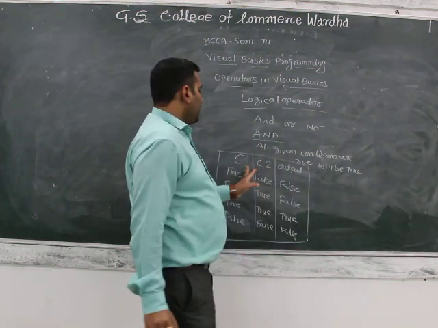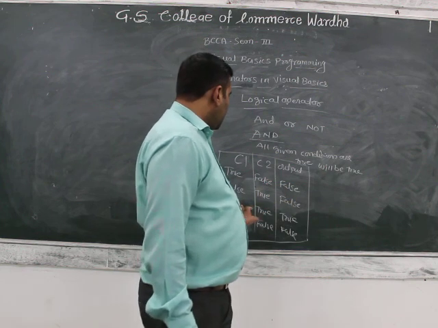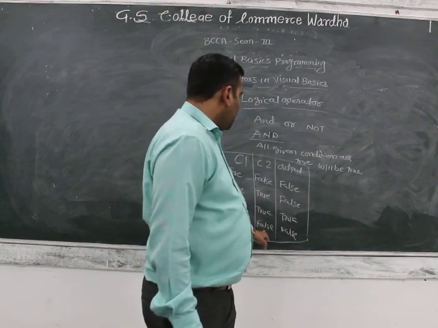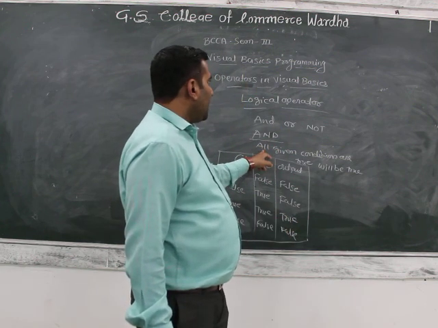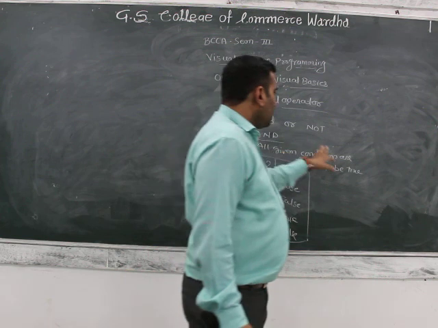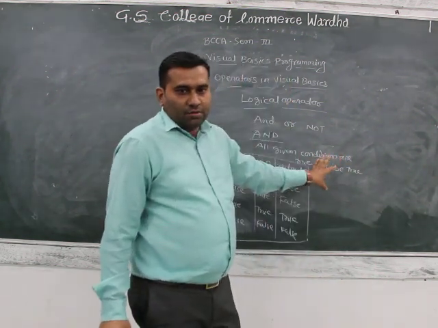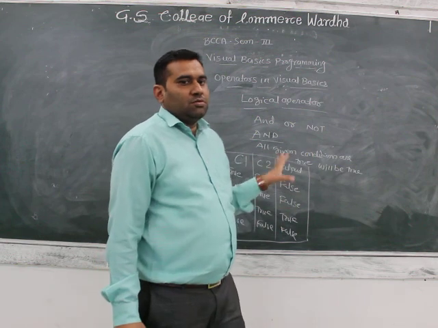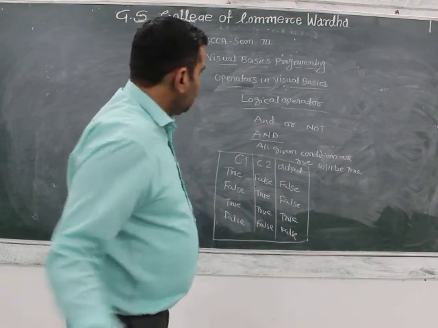In the AND operator: true false gives false, false true gives false, true true gives true, and false false gives false. AND is the logical operator where, if all given conditions are true, the output will be true. If any one condition is false, then the output will be false.